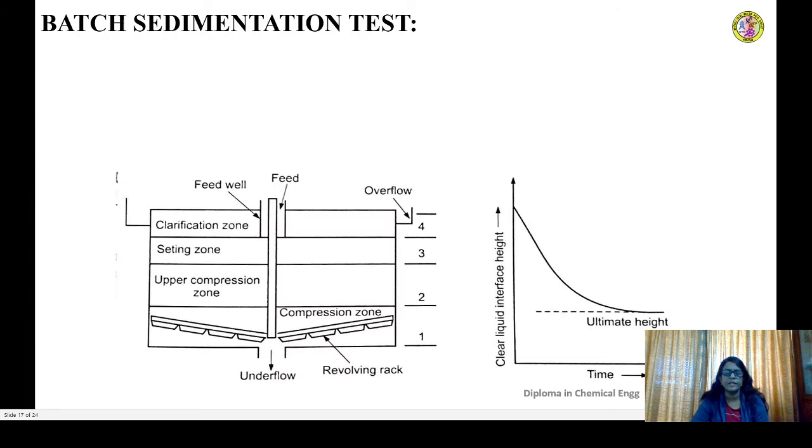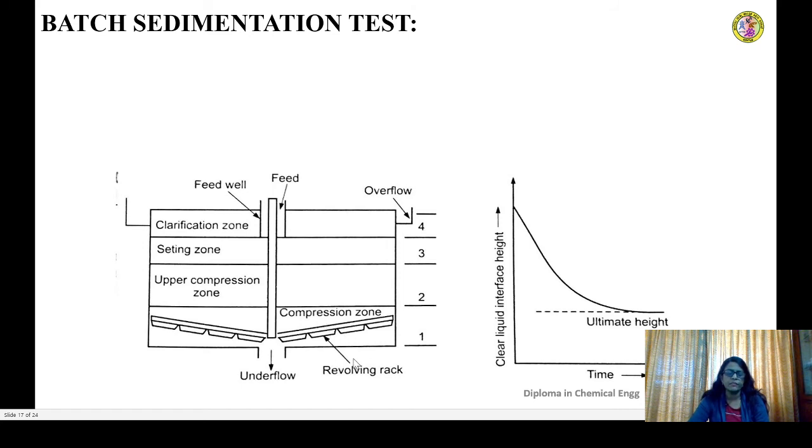The same kind of settling we can observe in a batch sedimentation apparatus also. Here the figure shows a typical diagram of a batch sedimentation equipment. It has a cylindrical tank with a shallow depth and a large diameter. This cylindrical tank has a feed inlet port called the feed well, through which the feed, that is the slurry to be separated, enters the cylinder. There is a centrally rotating rake, the revolving rake.